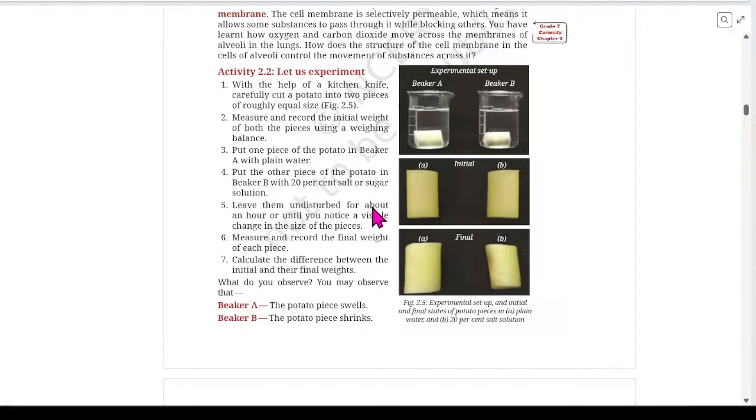Next, leave them undisturbed for about an hour or until you notice a visible change in the size of the pieces. Measure and record the final weight of each piece. Calculate the difference between the initial and their final weights. What do you observe? You may observe that in beaker A, the potato swells, whereas in beaker B, it is going to shrink.